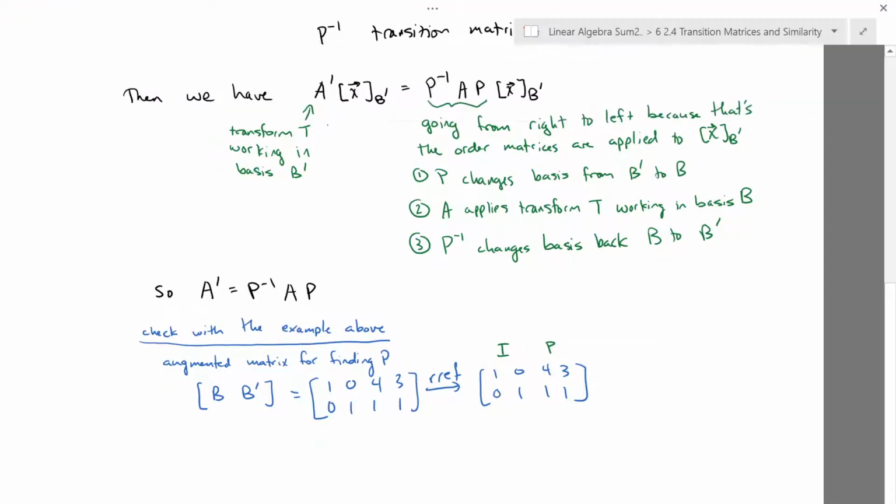You should notice that in the situation where B is the standard basis, the matrix P can be obtained by just taking the basis vectors for B prime.